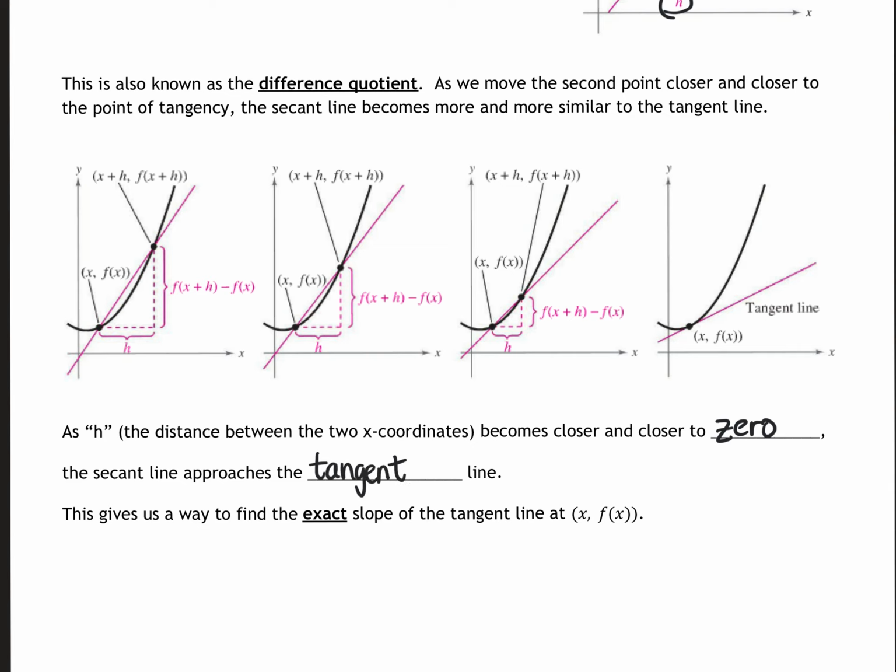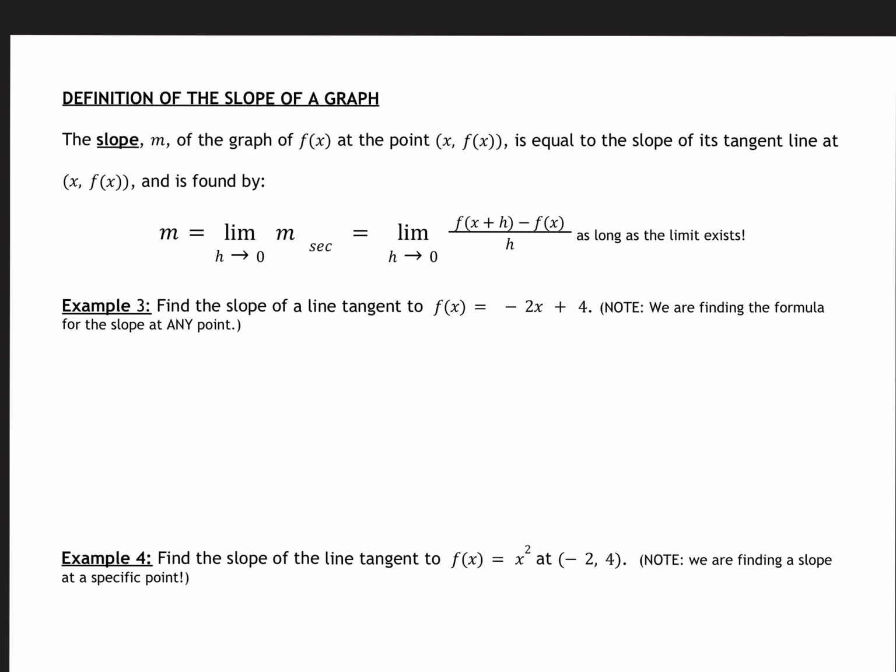This gives us a way to find the exact slope of the tangent line at some point. So the definition of the slope of a graph: we're going to say that the slope, or m, of the graph of f of x at a particular point is equal to the slope of the tangent line at that particular point. We find that by looking at the limit as h approaches 0 of the secant line slope. And that was the very first picture we looked at in these notes. That just becomes what we've been talking about. This all becomes our difference quotient.